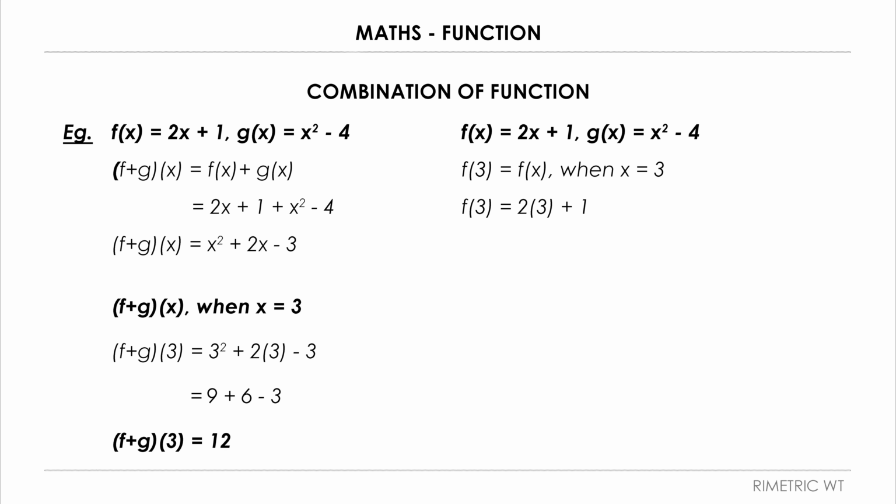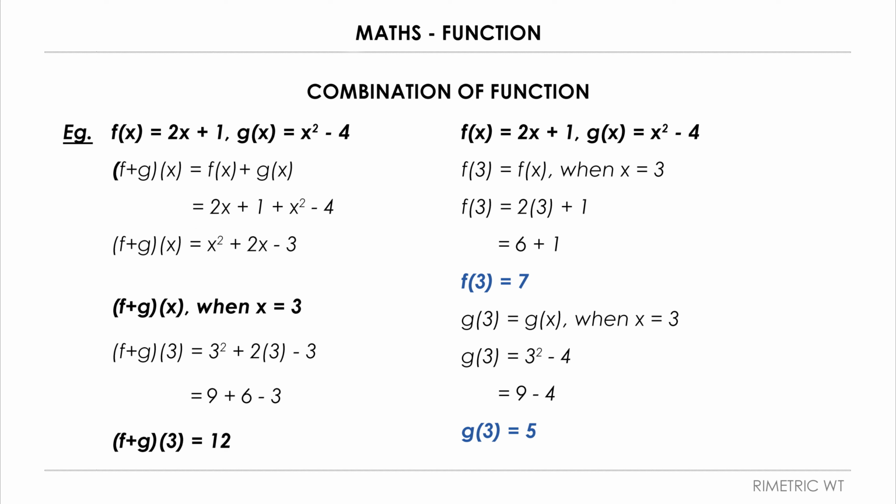When we do, we get 2 times 3 plus 1, which results in 7. And when we solve g of x for when x is 3, we get 3 squared minus 4, which is 9 minus 4, resulting in 5. So now that we have both f of 3 and g of 3, we go ahead and add them, which is 7 plus 5, resulting in 12, which is the same as (f plus g) of x. Hence, f of 3 plus g of 3 is indeed equal to (f plus g) of x.